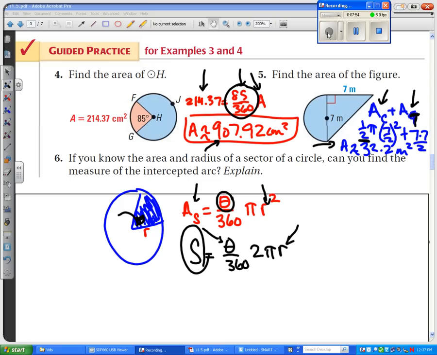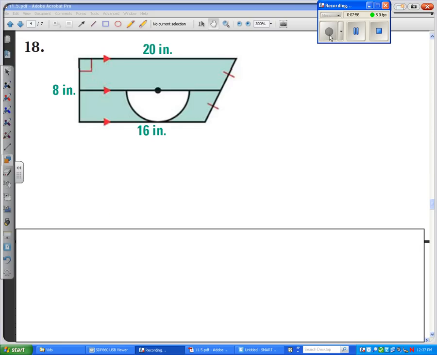I decided to go and pick out a few word problems or a few problems here because this section is a lot about problem solving. Now notice in problem number 18, if you'll go and draw this in your notes, we've got the area of a trapezoid minus the area of a semicircle. So the area of the trapezoid minus the area of the semicircle to find the area of the shaded region.